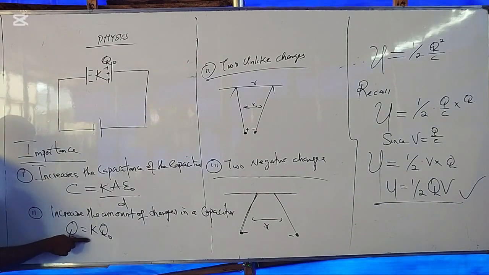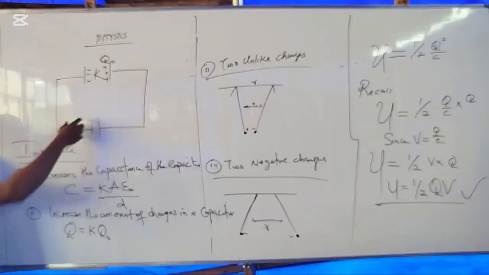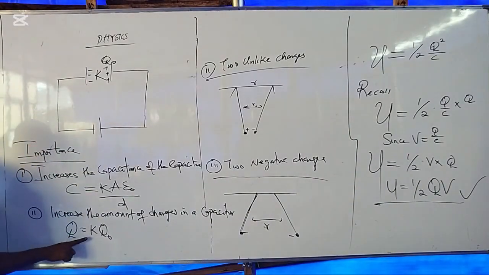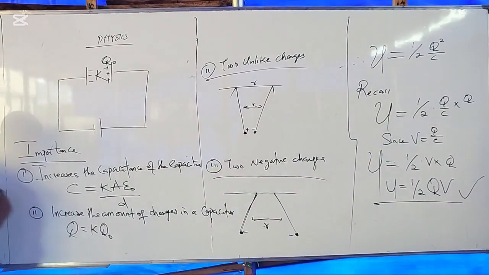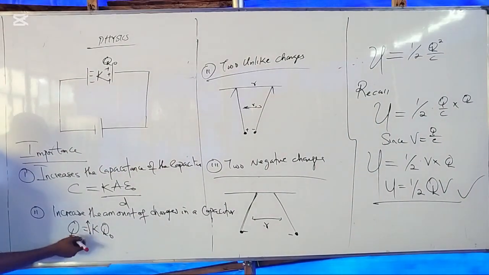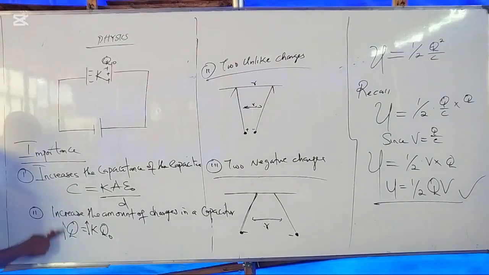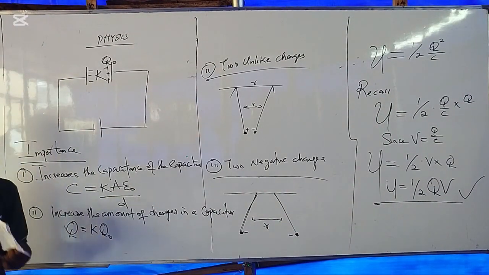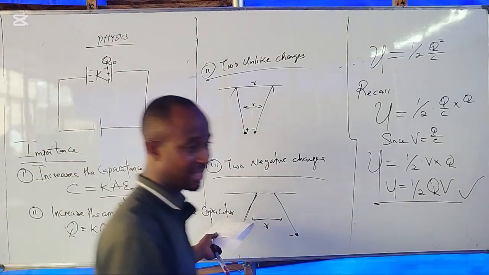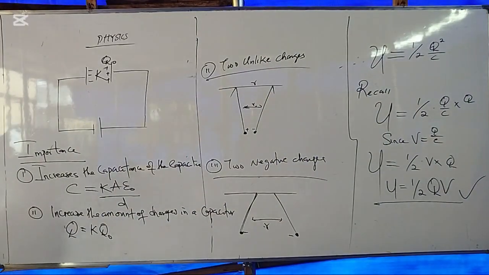So for me to generate a larger charge, it simply means I have to introduce a dielectric material. That will increase the charge acquired by the capacitor. These two are directly proportional, so the addition of K increases the charge. Are you following? This also has a derivation. Go back to my YouTube video, you see that I derived it. Q equals KQ naught.